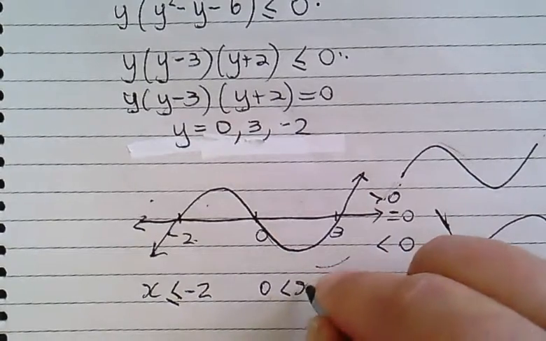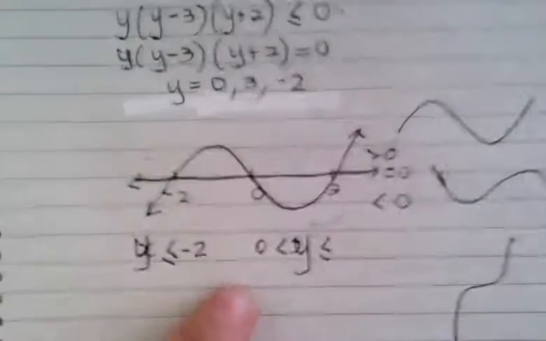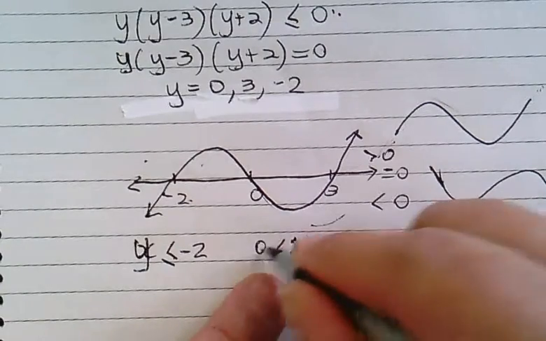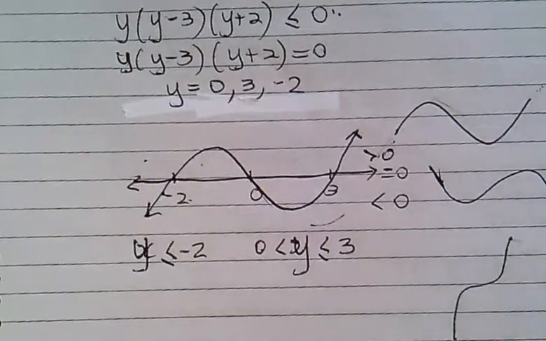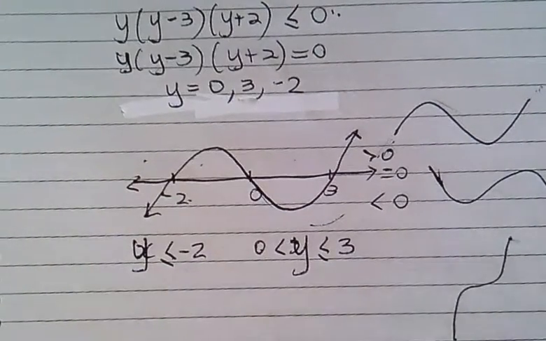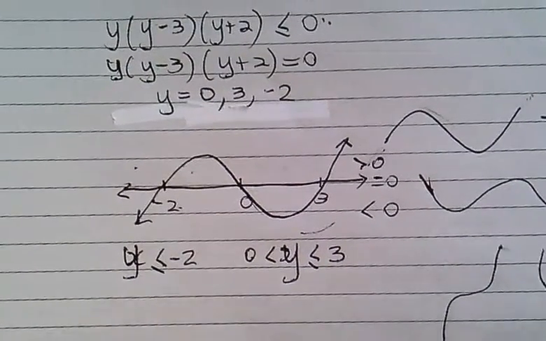So y is less than or equal to negative 2, but y lies between 0 and 3. Sorry, it's y. The question has less than or equal to 1, and I'm not allowed to put y equal to 0. So I've got to go y lies between 0 and 3. But y can equal 3, but it can't equal 0. Do you get that? I would have put less than or equal to, but y can't equal 0. Now tomorrow we'll be doing more of these.